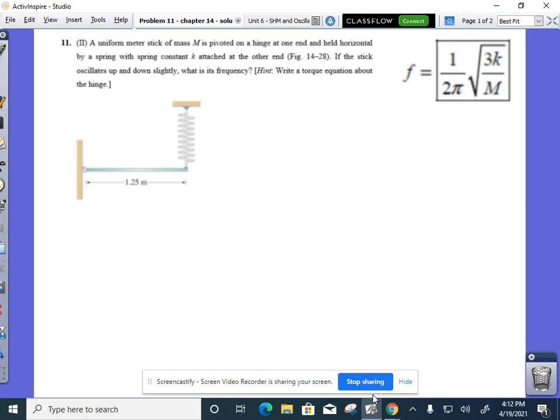It's a uniform meter stick of mass M pivoted on a hinge at one end, held horizontally by a spring with a spring constant K attached to the other end as shown in this figure. If the stick oscillates up and down, what is its frequency? Write a torque equation about the hinge. That's the hint. Now, this is listed as a level 2 problem, but certainly is a challenging one.